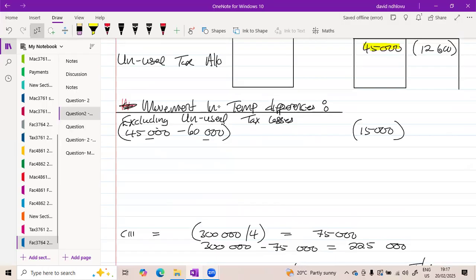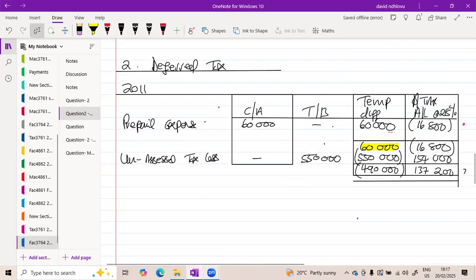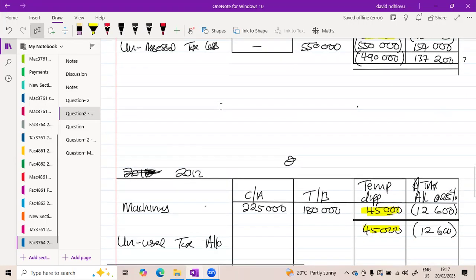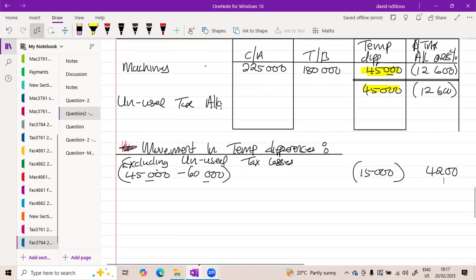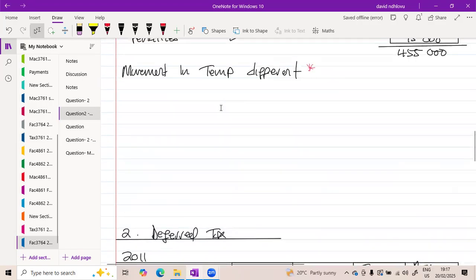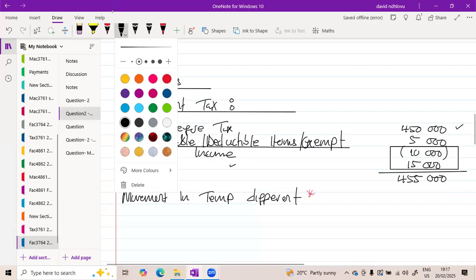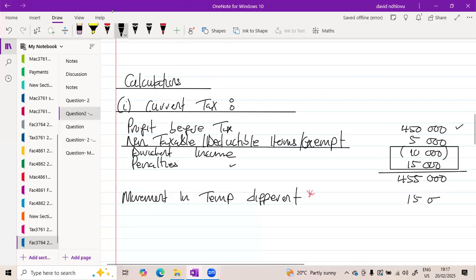Right, that 15,000 multiplied by 28, the rate of deferred tax, that gives you 4.2, which is a deferred tax asset. So that's your movement in temporary differences for the current year, there was a decline of 15,000. So that 15,000 means these are deductible temporary differences, which means in the future they will reduce taxable income by 15,000, but in the current year they will increase it by 15,000. So therefore, you are going to have 15,000 here.